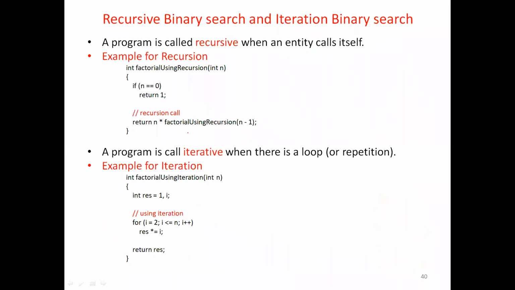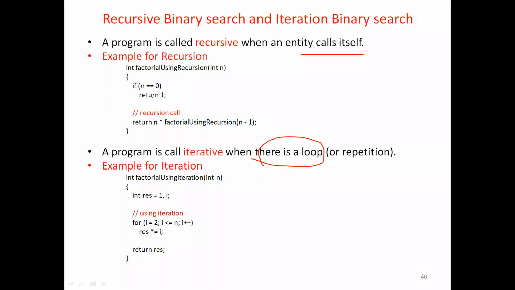Before going to the algorithm part, just a small difference between recursive and iterative. Recursive means keep on calling the same task or same function. A program is called recursive when an entity calls itself. For an iterative type of function, it is run under a loop. A loop is called.